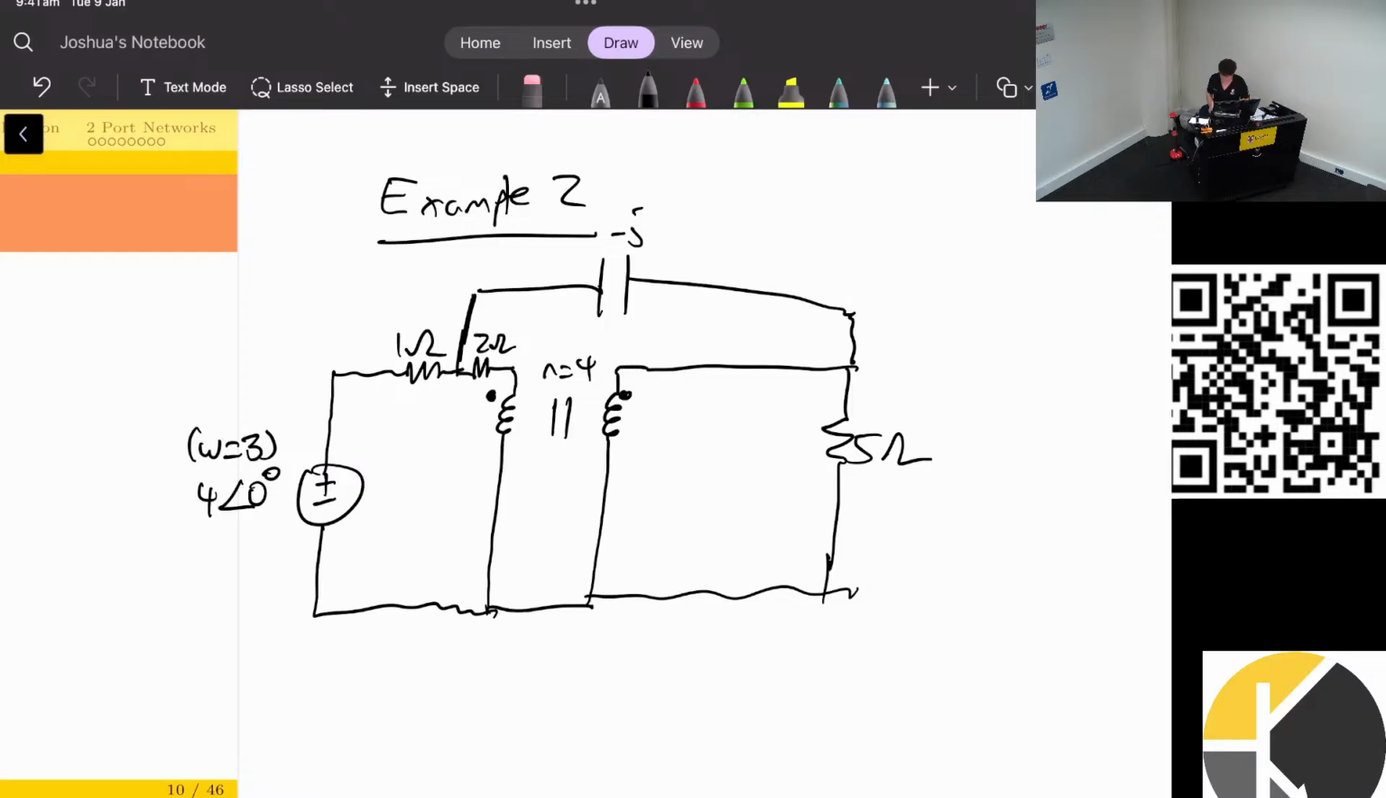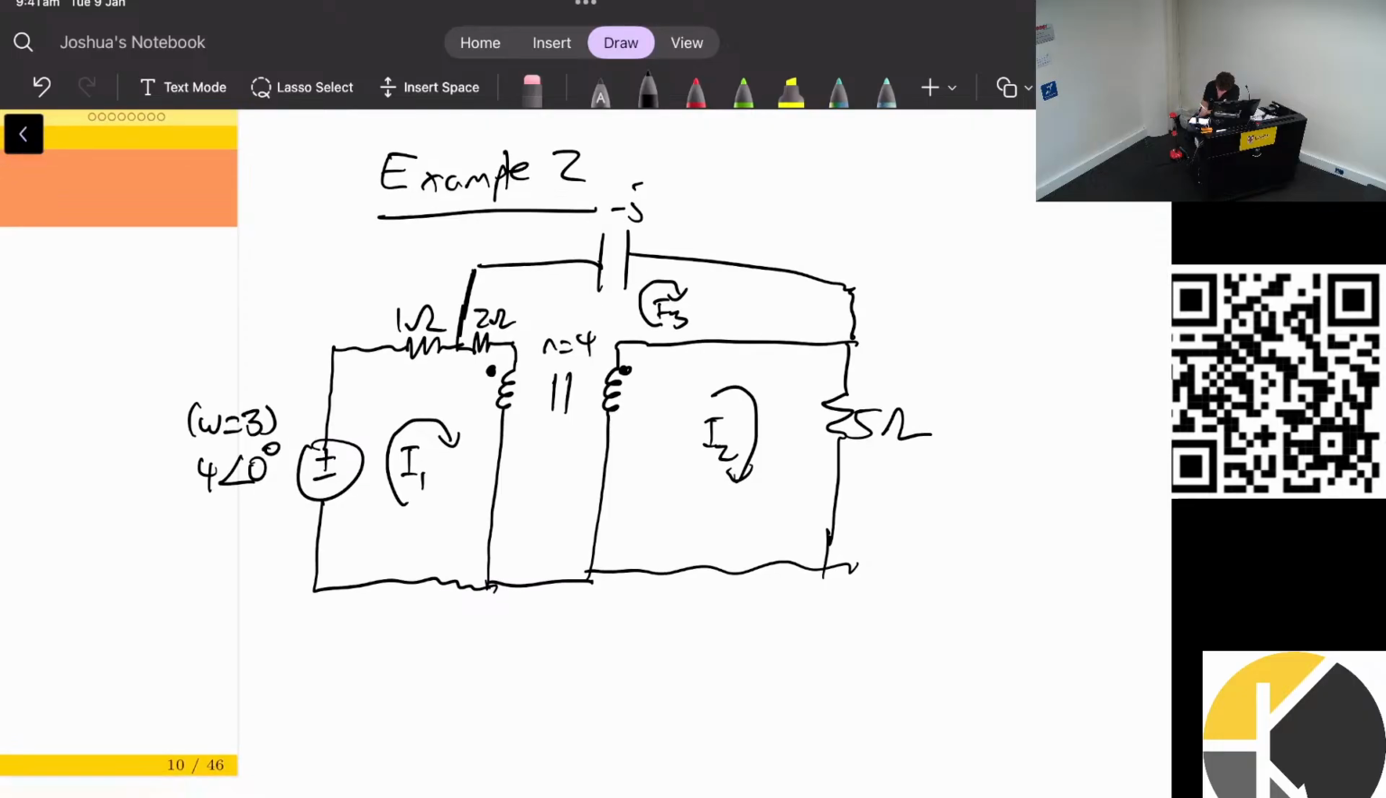Okay, next thing's next. What I'm going to do is add currents here, because I'm doing mesh analysis. So I'm going to call this one I1, this one I2, and I'm going to do something a bit different. Once I've written this down, I'm going to notice something.